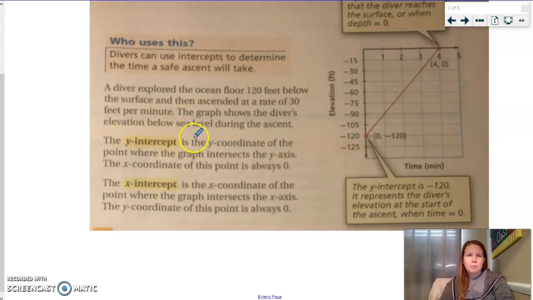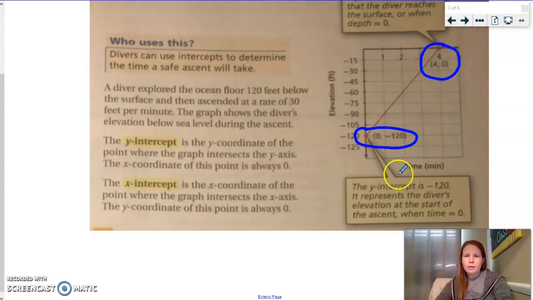The y-intercept is the y-coordinate of the point where the graph intersects the y-axis. The x-coordinate of this point is always 0. So if you notice here, here's your y-intercept. This is where it crosses my y-axis. The x is always going to be 0 for your y-intercept, and then it's going to be the value of where it crosses on the y-axis. The x-intercept is the x-coordinate of the point where the graph intersects the x-axis, and the y-coordinate is always 0. So in this case, they have 4, 0.